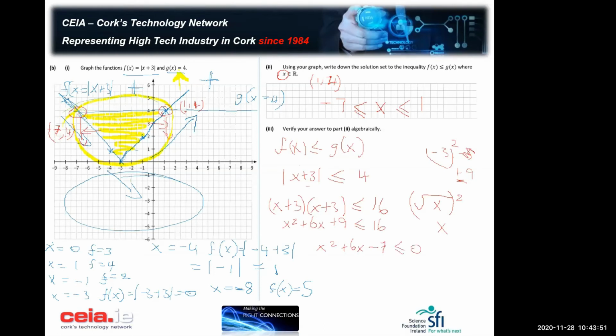So we solve this, you get your factors, and you get x plus 7 and x minus 1 are less than or equal to 0, which means that x is equal to -7 and x is equal to 1, exactly as we found up here. Okay, so that's how to find your solution set algebraically. You just substitute in the actual equation for the f of x and the g of x and work down your inequality.